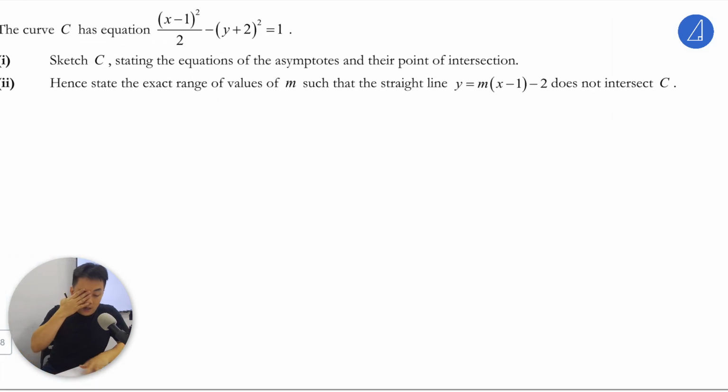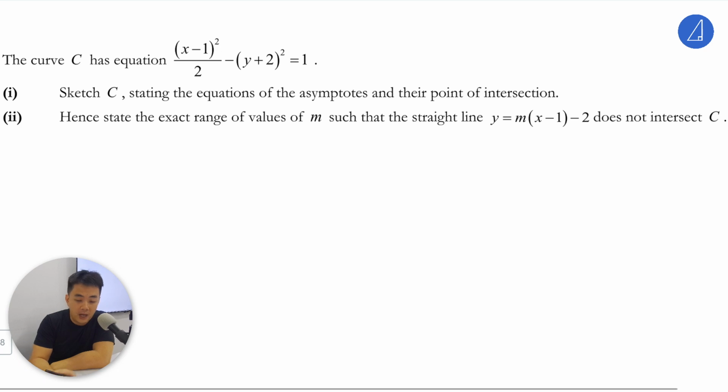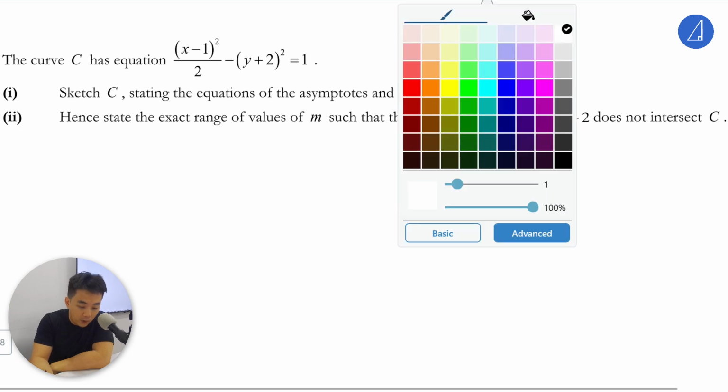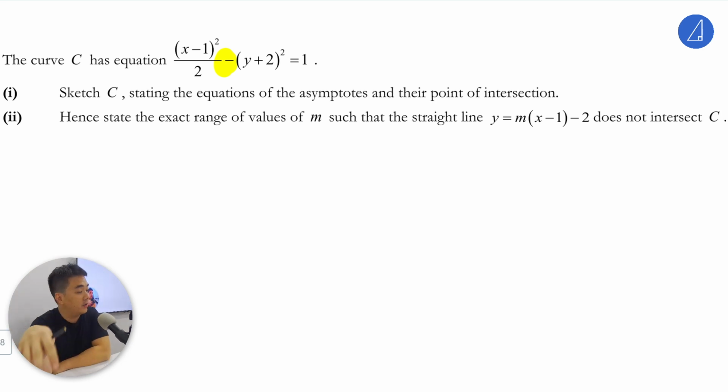Now, how do we find the asymptote for a hyperbola? First off, you change to this form already. After you change to this form, okay, this is a hyperbola because the coefficients are of different sign. If the coefficients of x squared and y squared are of different sign, it's confirmed to be a hyperbola. Please know that.